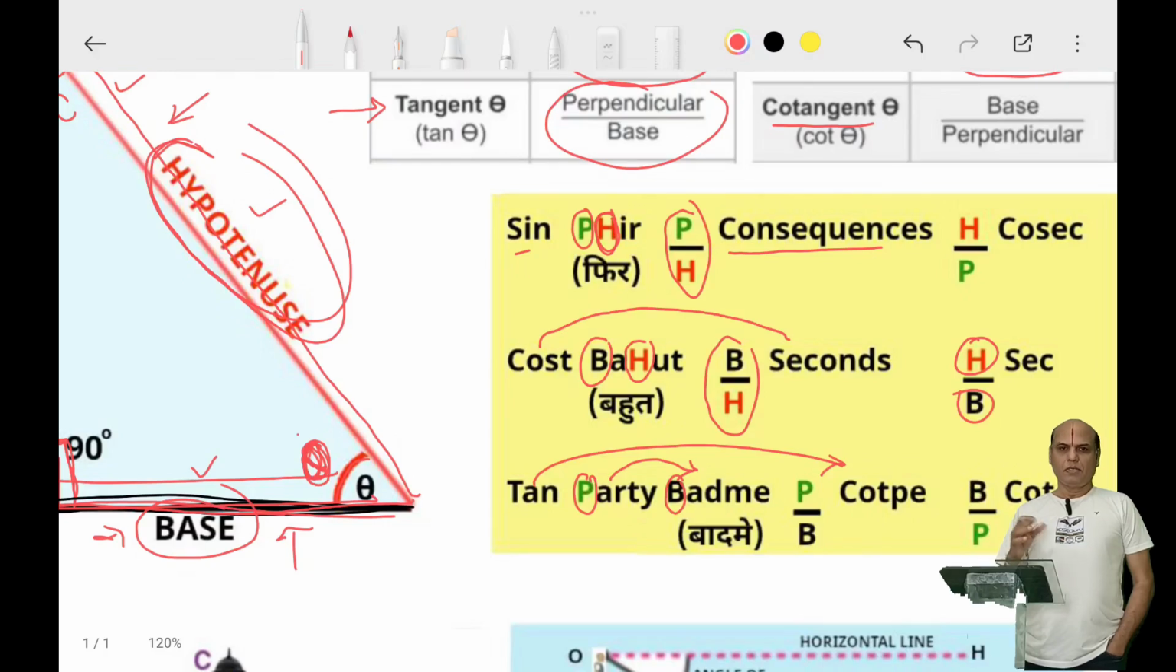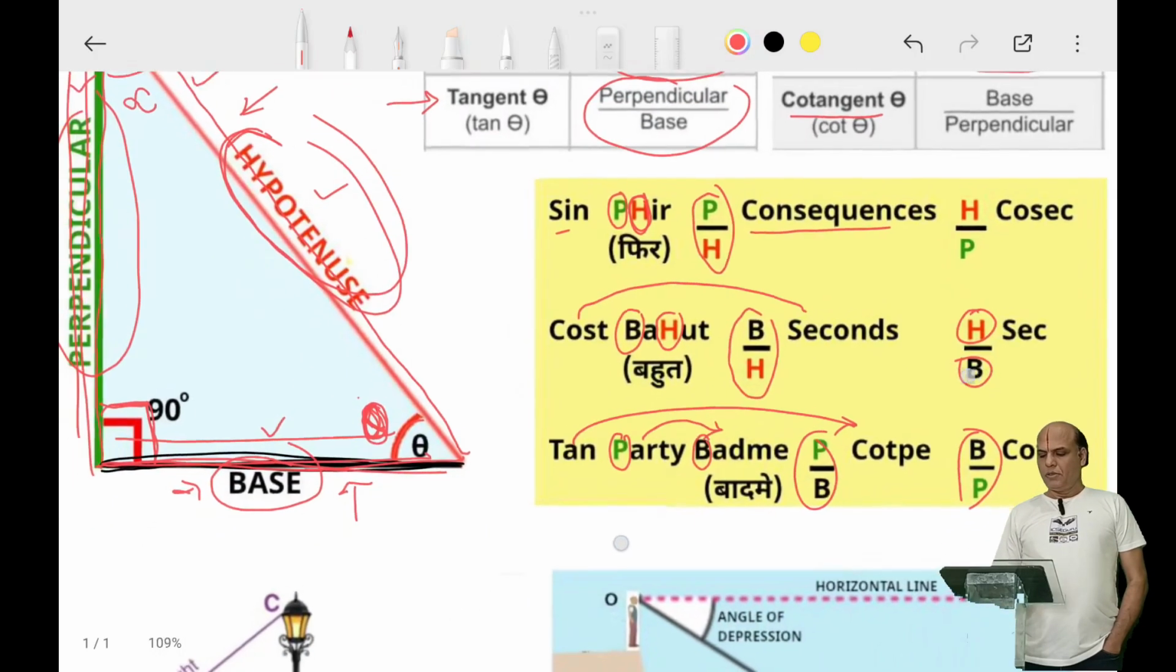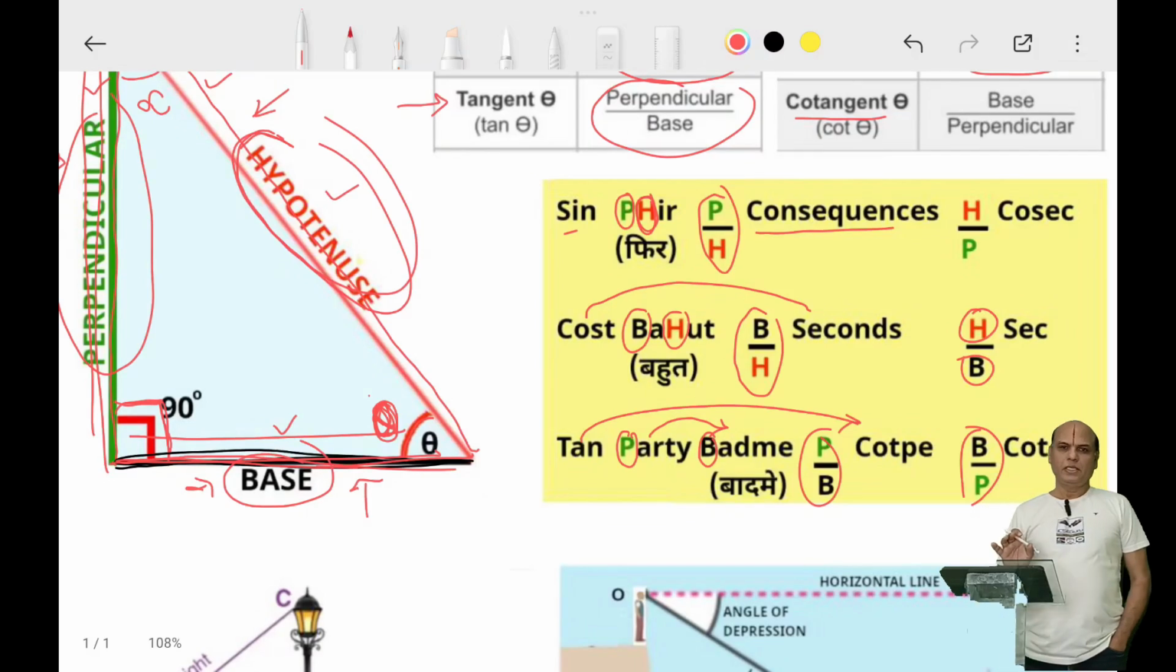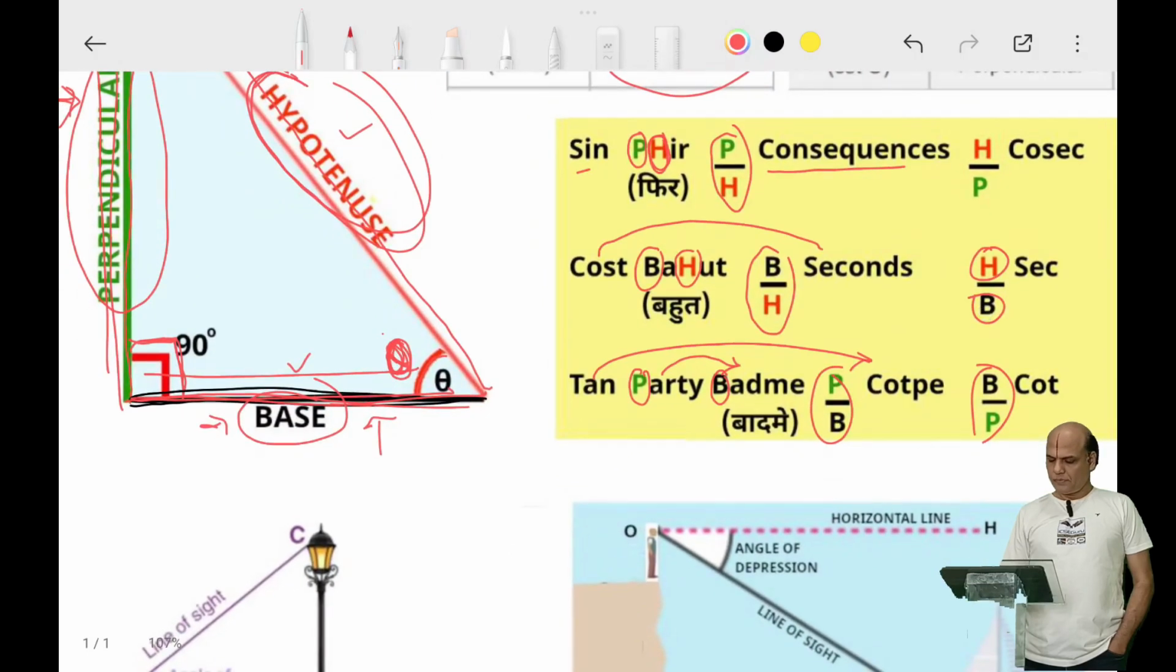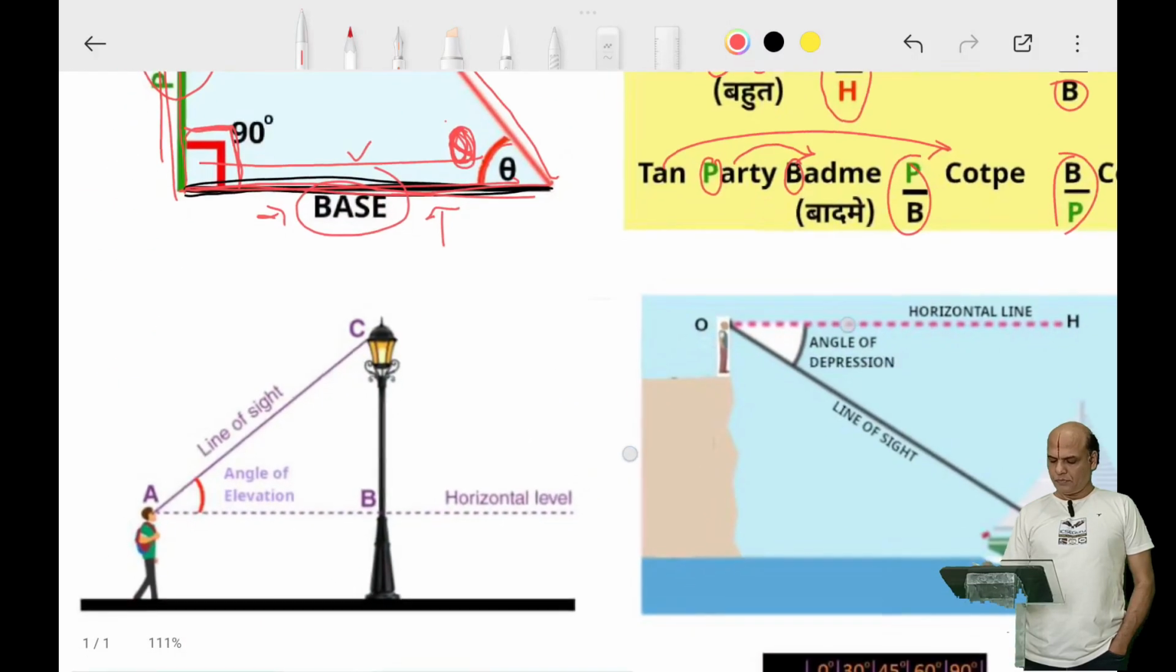So the inverse of tan would be cot. So cot, the reverse of this ratio. So base by perpendicular. Okay. So I leave it to you how you remember these ratios. If this memory peg works, you follow it, or you can devise your own memory peg. Clear? Okay, let's move further.